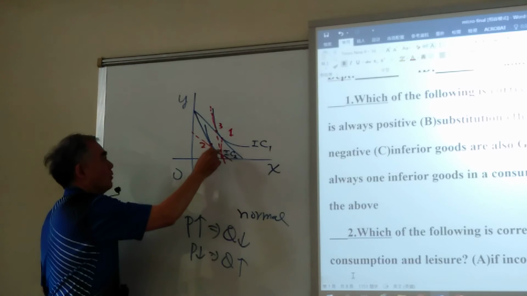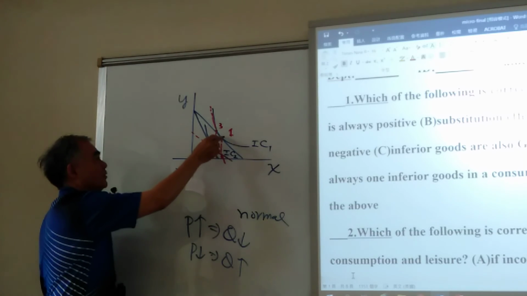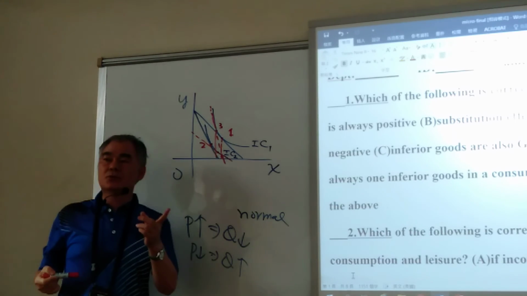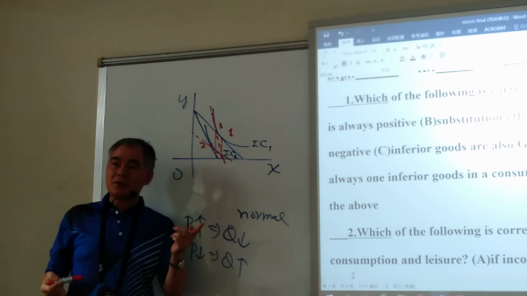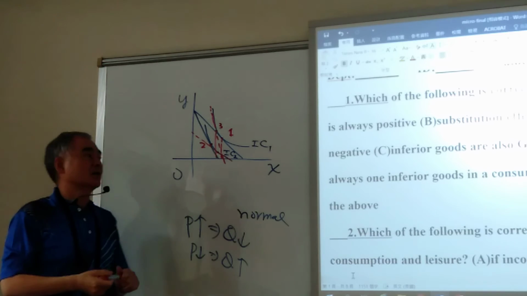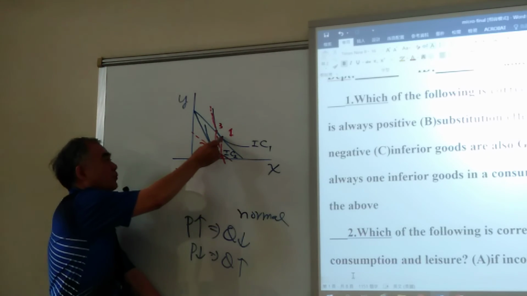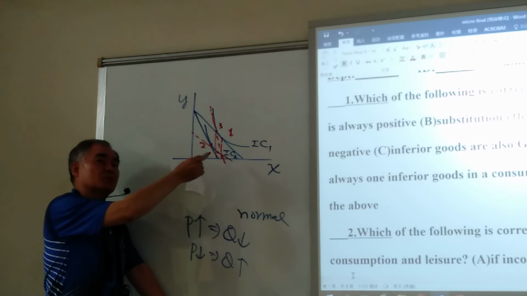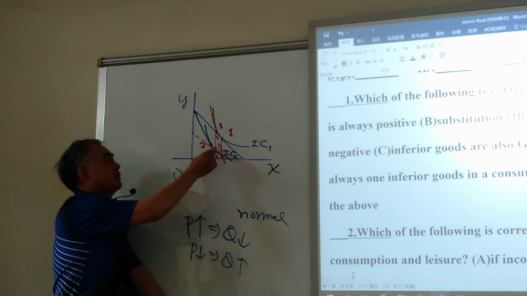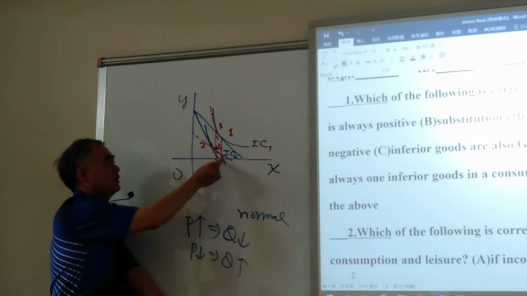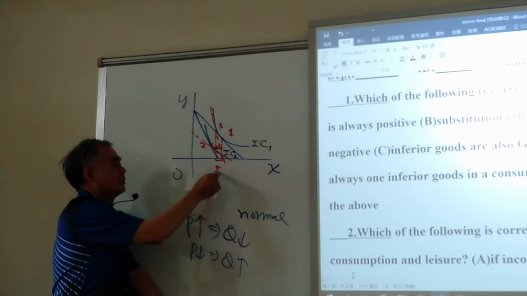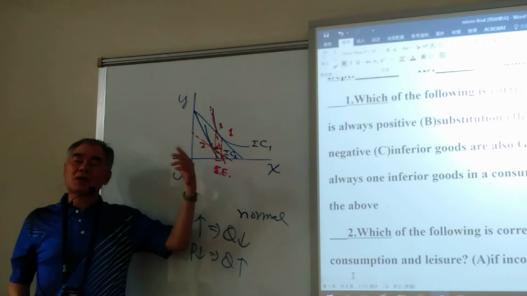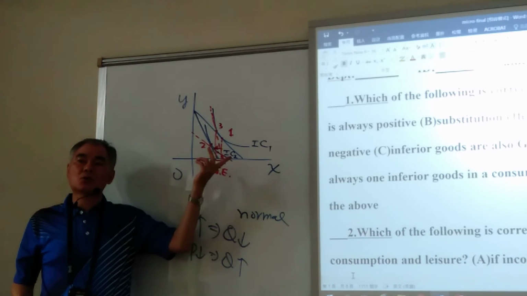And so point 1 to point 2, that is called the price effect. So the price effect includes the income effect and the substitution effect. And here, point 1 to 3, that is called the substitution effect. And the price goes up, right? So here it is called the substitution effect. So whichever way you draw it, it is always negative.